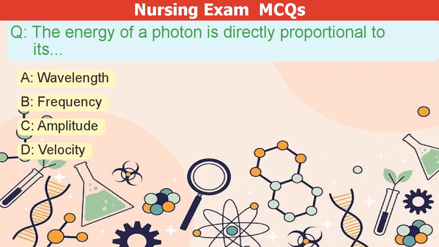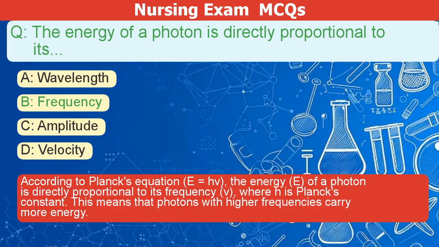The energy of a photon is directly proportional to its A. Wavelength, B. Frequency, C. Amplitude, D. Velocity. The correct answer is B. According to Planck's equation, E equals h nu, the energy, E, of a photon is directly proportional to its frequency, nu, where h is Planck's constant. This means that photons with higher frequencies carry more energy.